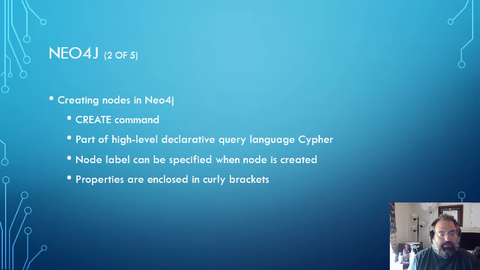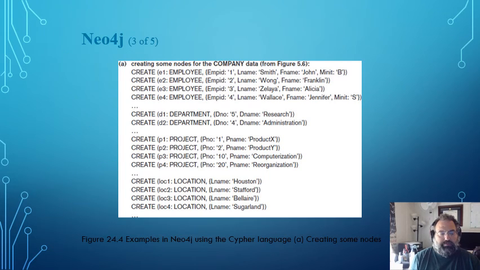To create a node in Neo4j, use a create command. It's part of a high-level declarative query language called Cypher. There's also Gremlin, which is not necessarily for Neo4j, but is the same sort of concept. Node labels can be specified when the node is created. Properties are enclosed in curly brackets.